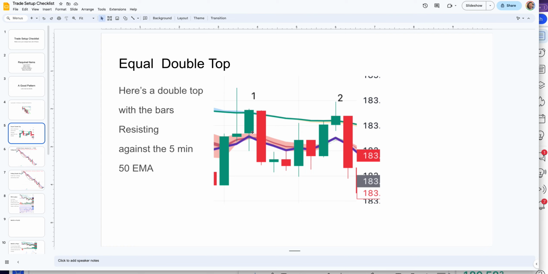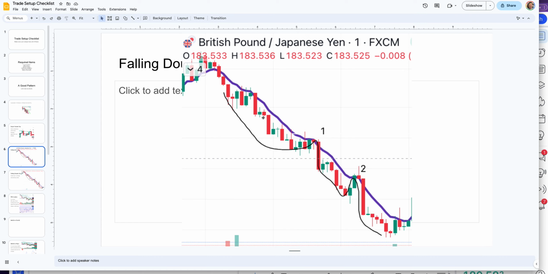This one is showing relatively equal price points here against the 50 EMA on a 5-minute. This bluish, greenish line here is the 50 exponential moving average on a 5-minute chart, and you've got relatively equal double tops as opposed to falling double tops.